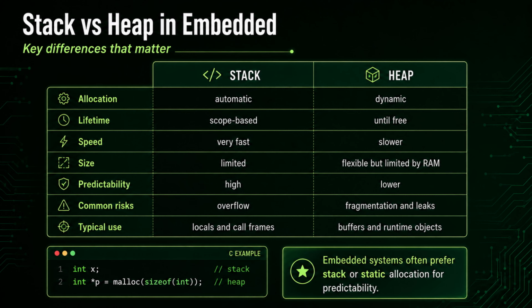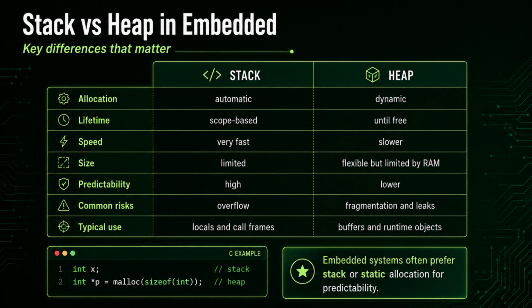The lifetime is also different. Stack variables usually exist only inside their function scope. When the function returns, those variables are gone. Heap memory can continue to exist even after the function that allocated it returns. It stays allocated until the program frees it.